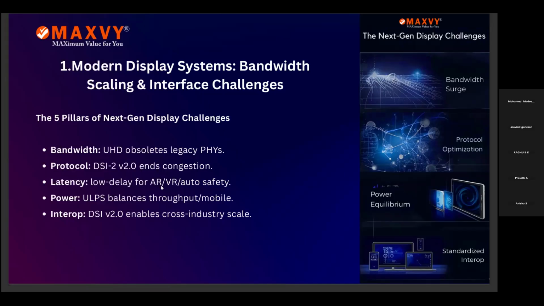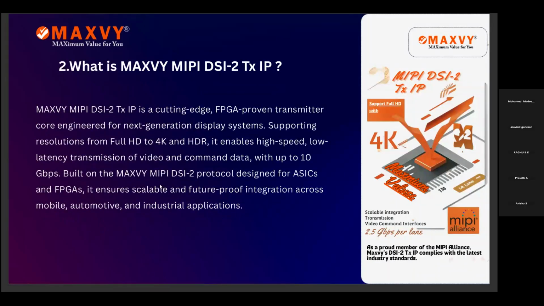So, what is the MAXVY MIPI DSI-2 Tx IP? It's a cutting edge transmitter core designed for next generation display systems. It supports resolutions from full HD up to 4K with HDR capability. The IP enables high speed, low latency transmission of both video as well as command data, with speeds up to 10 Gbps across lanes. It's FPGA proven and designed for both ASIC as well as FPGA integration, making it scalable for mobile, automotive, and industrial applications. MAXVY is also a member of the MIPI Alliance, ensuring full compliance with industry standards.